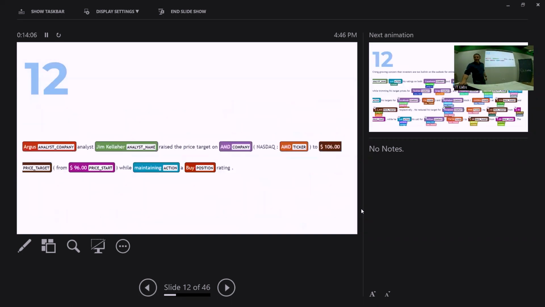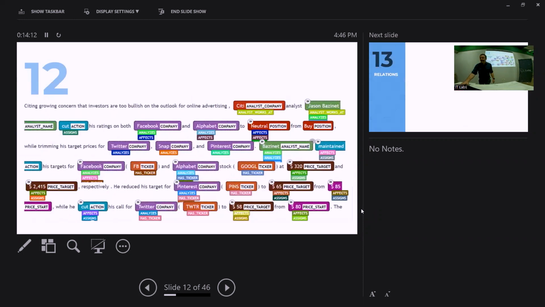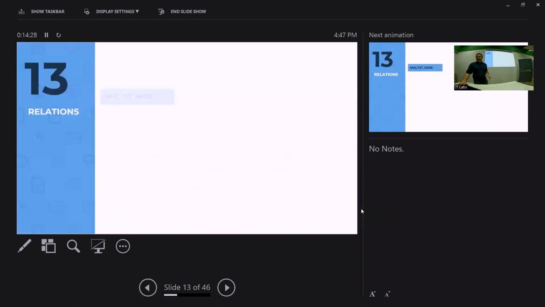As I mentioned, this is the same slide. We have the named entity recognition tagging, and you will see that this is one actual news item. You have a lot of things in one sentence: a lot of people from different companies analyzing a lot of stocks for different companies. So this kind of mess can happen.